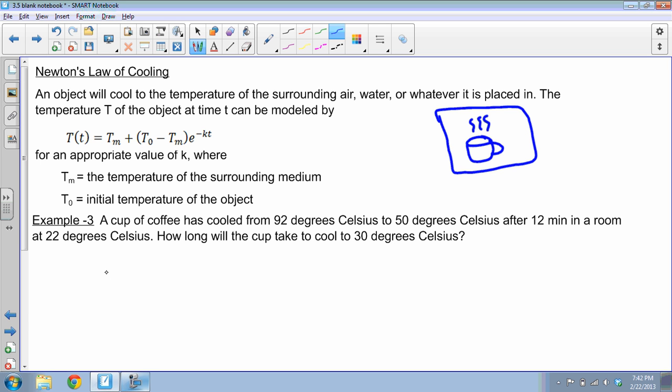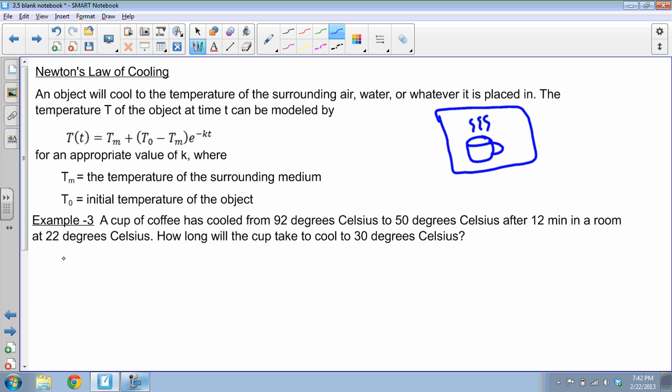Anyway, a cup of coffee has cooled from 92 degrees Celsius to 50 degrees Celsius after 12 minutes in a room at 22 degrees Celsius. How long will the cup take to cool to 30 degrees Celsius? So they're giving us an initial scenario.